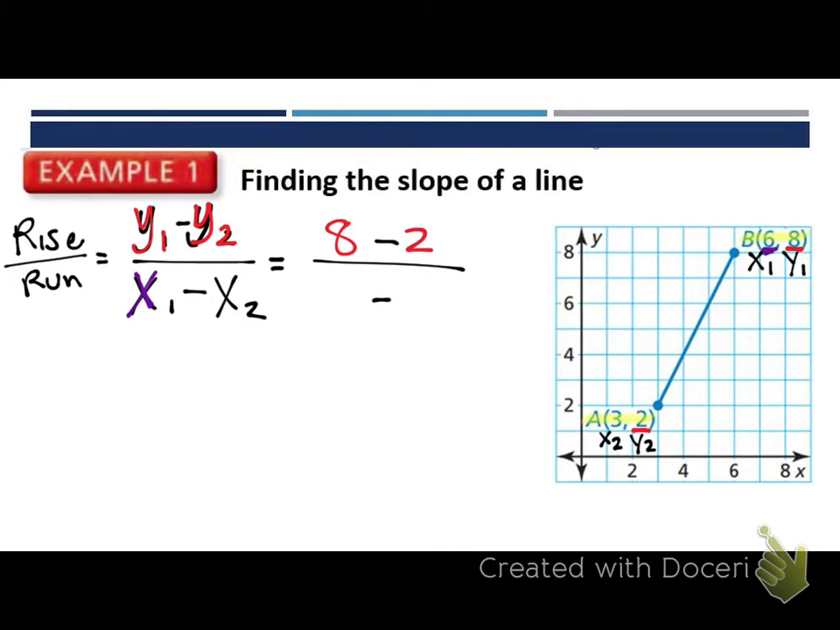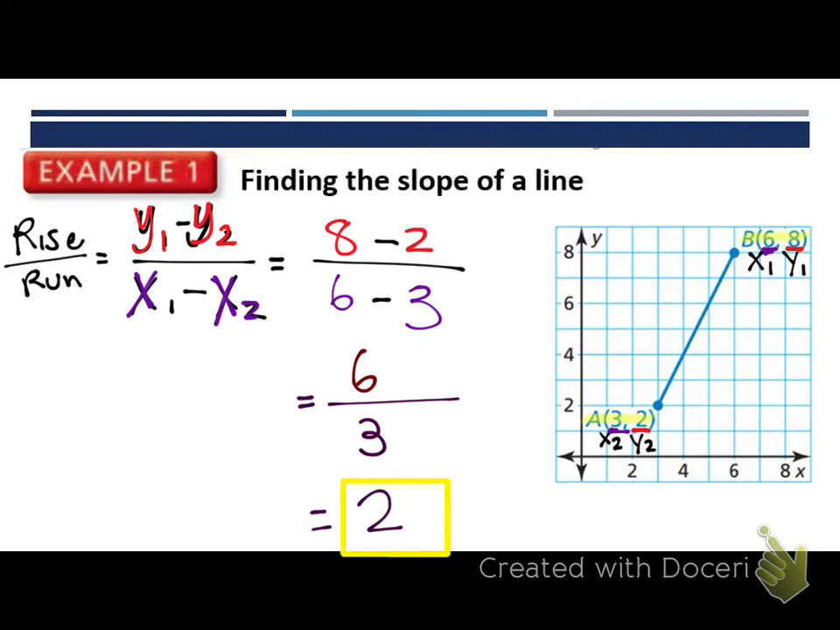My first x is 6, and my second x is 3. The only thing I've seen people struggle with are the signs, so make sure. We got 8 minus 2, which is 6, and then we have 6 minus 3, which is 3. This does reduce to 2. That is the slope. If you put 2 over 1, please know that 2 over 1 is not fully reduced.